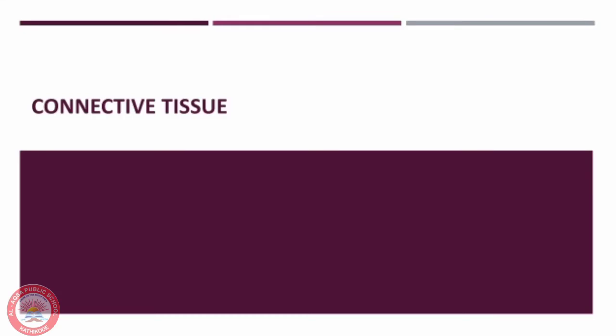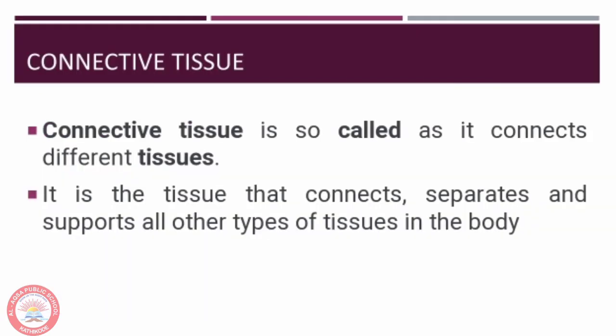Hello everyone. Today we are going to see connective tissue, that is the next type of animal tissue. There are different types of connective tissue. Let us see where they are found and what is the function of each of these. Let us first see why connective tissue is so called.